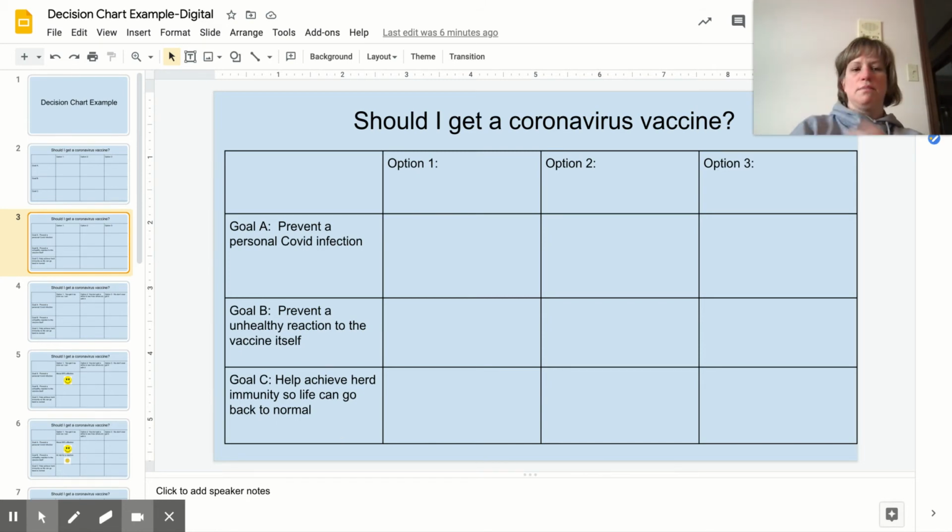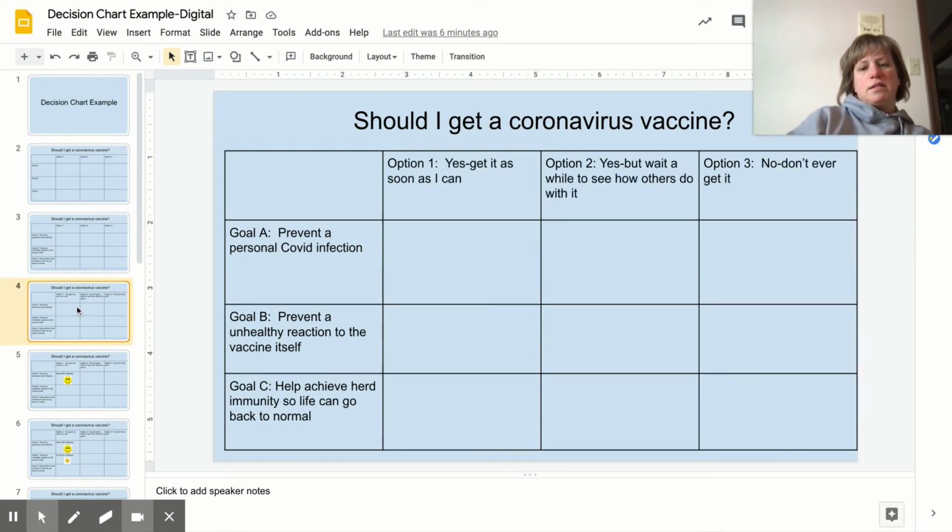Now, you might be thinking, Mrs. Fickus, I don't really see three options for you. Like, I really see two. Yes, get the vaccine, or no, don't get it. Well, I actually have thought of a third one that I think is something that lots are considering. My first option is to get it as soon as it's available to me. The second option is to get it, but delay it and wait a while and see how others do with it, and if there's any more research about long-term effects. And then option three, of course, is no, don't ever get it.